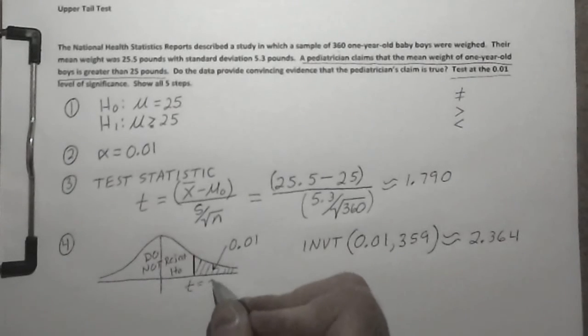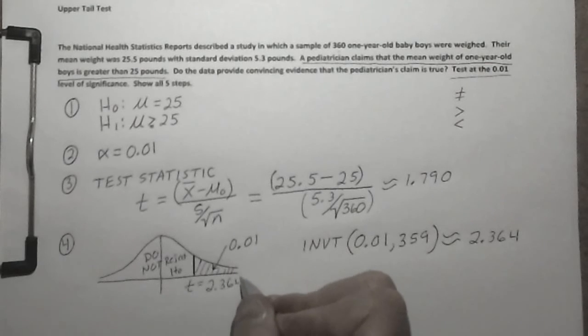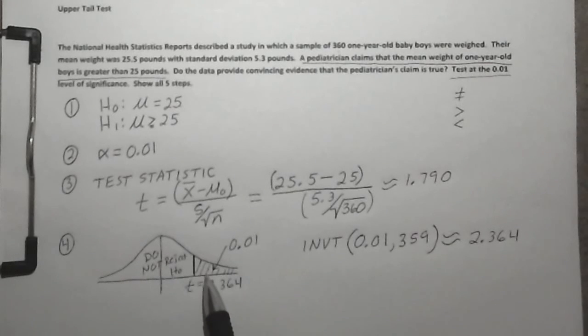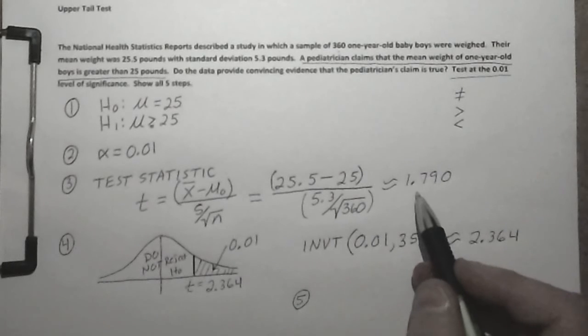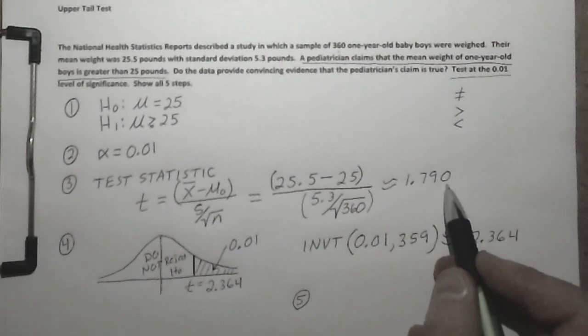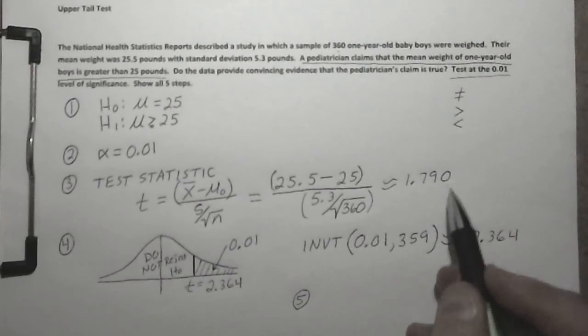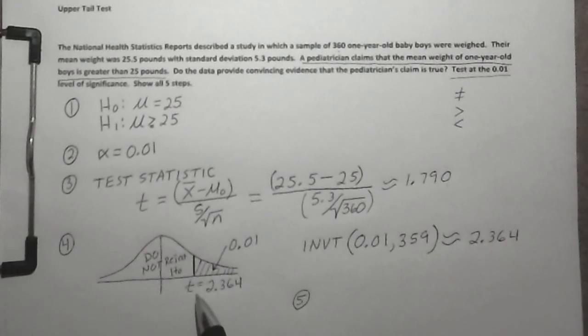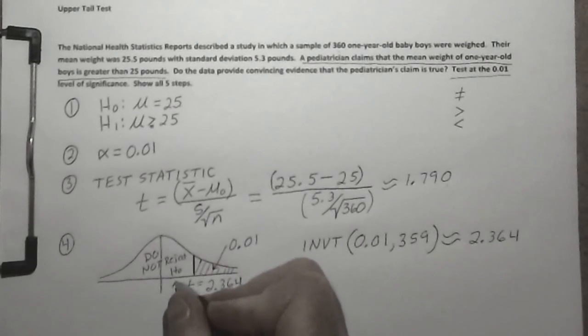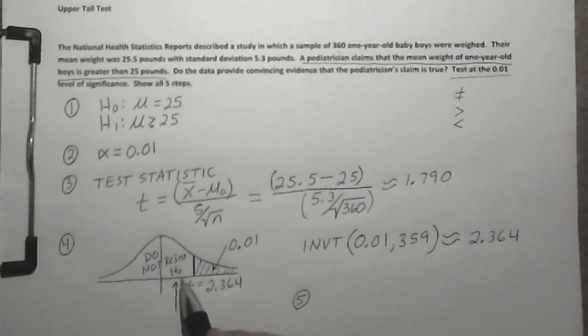Okay, so 2.364 is that critical t-value that separates the upper tail rejection region from the rest of the curve, which is the do not reject the null hypothesis region. Now, to make a decision regarding our hypotheses, we look at our test statistic, which is 1.790, computed back in step 3. And we ask ourselves, where is 1.790 in relation to our cutoff value, or critical t-value of 2.364? Notice 1.790 is less than 2.364, and so therefore our test statistic falls safely in the do not reject region.